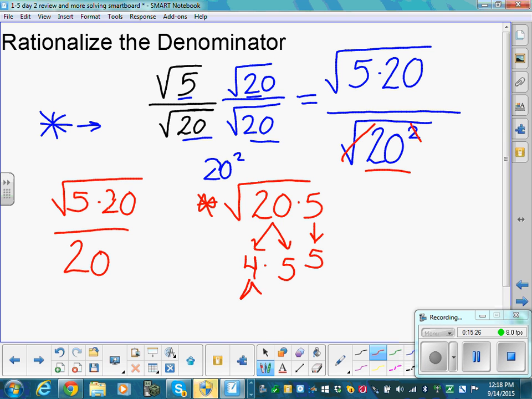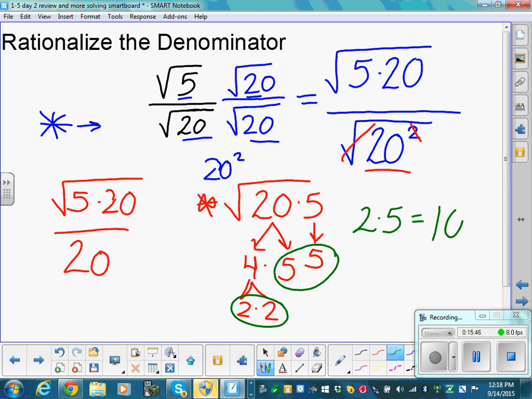And then 4 breaks down into 2 times 2. Now, since it's a square root, we're pulling out groups of 2. So we have 2 2s right there, 2 5s right there. So we're pulling out a 2 and a 5. Now, there was nothing left under the house. We pulled everything out. So there's nothing left under the square root. So we pulled out a 2, we pulled out a 5. So 2 times 5 is 10. So on top, this part, guys, this part simplified to be 10.